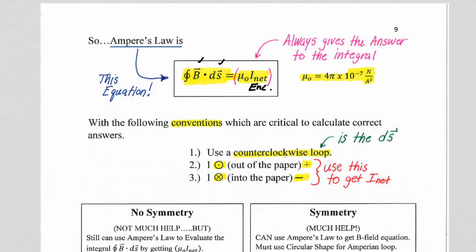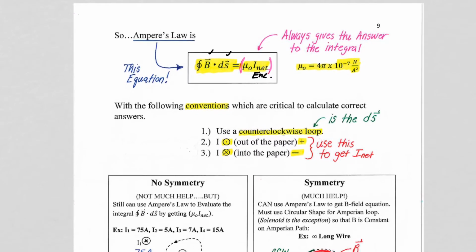That is like when we had Gauss's law, integral of E dot dA, n hat dA, equals Q enclosed over epsilon naught. We could always calculate the answer to the integral using Q enclosed over epsilon naught. Now we can always calculate the answer to our line integral here by calculating that bracketed term, mu naught I net.